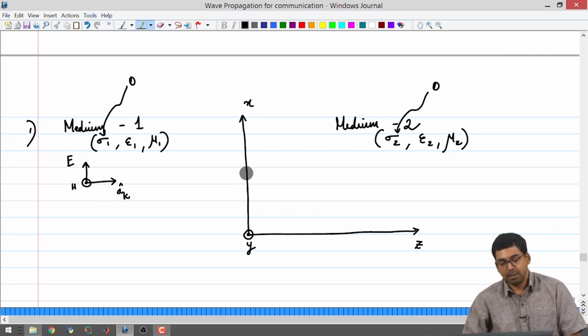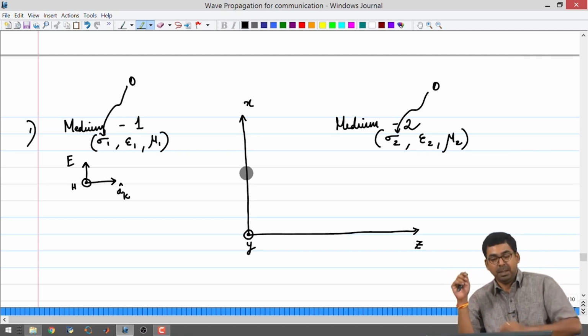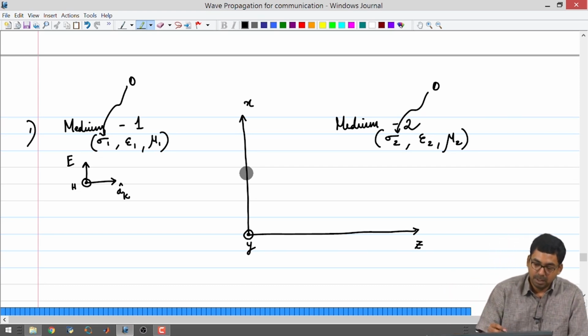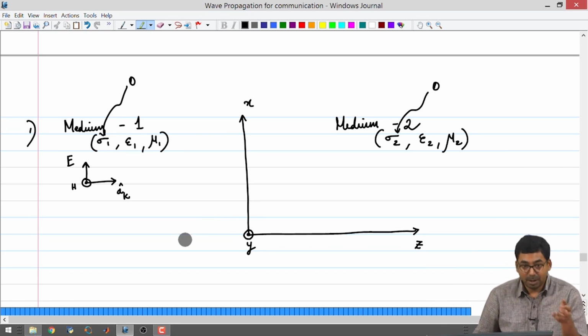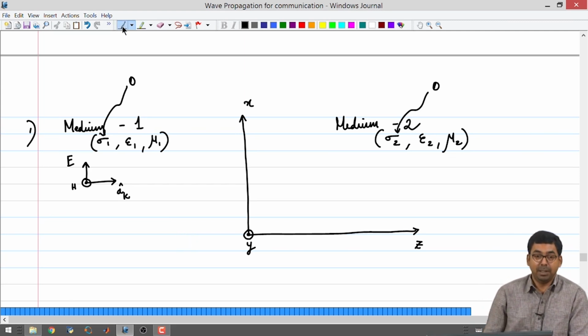Now, we know that since epsilon 1, mu 1 on one side is different from epsilon 2 and mu 2 on the other side, there is going to be a change in characteristic impedance between the two media. All right. So, already we know from transmission lines that when we have a difference in characteristic impedances between the two transmission line sections, you will have some reflection. Okay. So, there is going to be some reflection and the reflection is also going to be a plane wave, all right, and we have to make some assumptions, okay, in order to proceed further, all right.